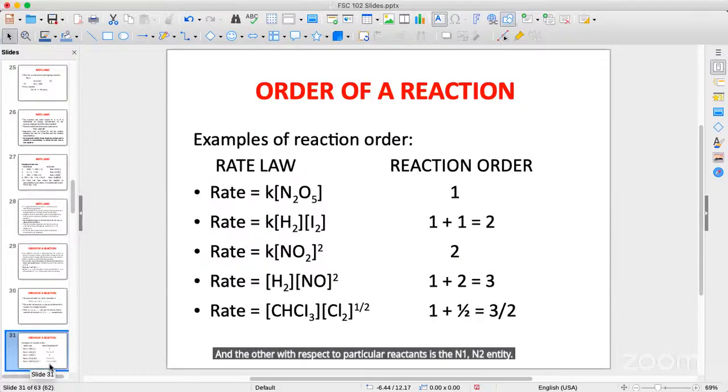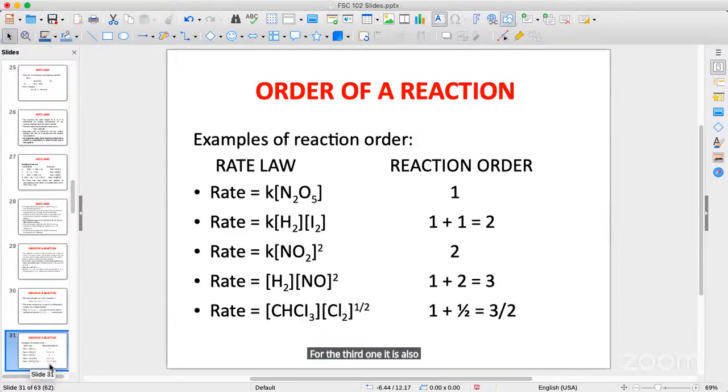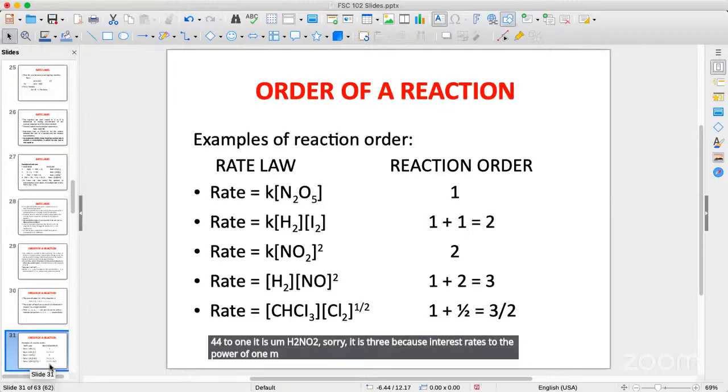Now, this is an example of the reaction order. For the first one, it is 1 because N2O5 is raised to power 1. For the second one, it is 2 because it is 1, 1 with respect to each of the reactants. For the third one, it is also 2 because NO2 is raised to power of 2. For the fourth one, it is H2 and NO. It is 3 because H2 is raised to the power of 1 and NO is raised to the power of 2 to make it 3.